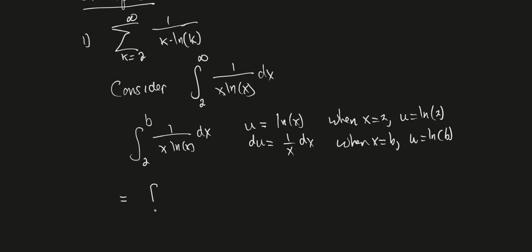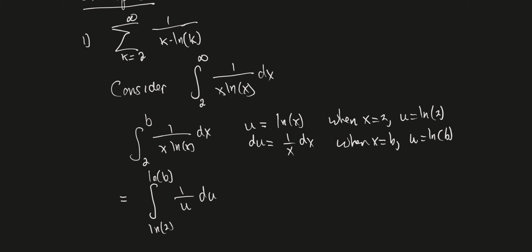So my limits are now the natural log of 2 to the natural log of b, and then my integrand is just now 1 over u, because the u goes there in the denominator, and then the dx over x is just your du, right? So we end up with 1 over u du. And as long as b is going to infinity, and that's where it is headed, it's going to go there pretty soon.